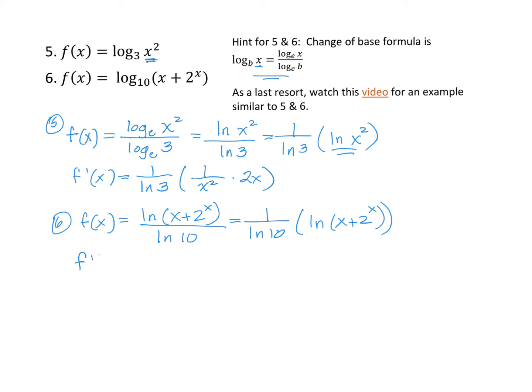Okay, so f prime of x equals 1 over ln 10, that's my constant. And then I take the derivative of ln of (x plus 2 to the x), so it's going to be 1 over that quantity, isn't it? Times the derivative of that quantity. And when I take the derivative of this quantity, I get 1 plus ln 2 times 2 to the x. And that's that whole quantity times that last. Okay?